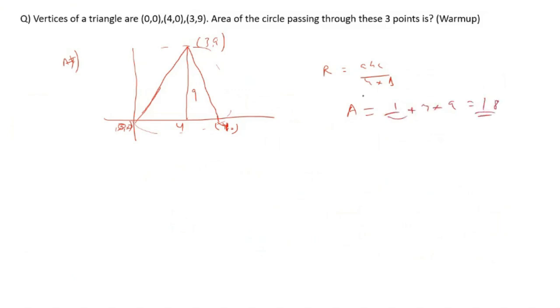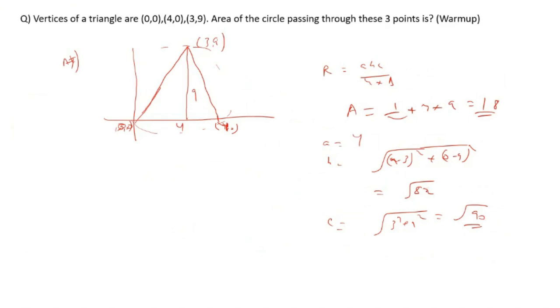So I know this part. A, B, C, I know all three coordinates, so I can figure out the distances. Let's say a is 4. The other length, between (4, 0) and (3, 9), would be the distance formula: 4 minus 3 whole square plus 0 minus 9 whole square, so this is root over 82. And the third side, between (0, 0) and (3, 9), is root of 3 square plus 9 square, which is 81 plus 9, root 90.